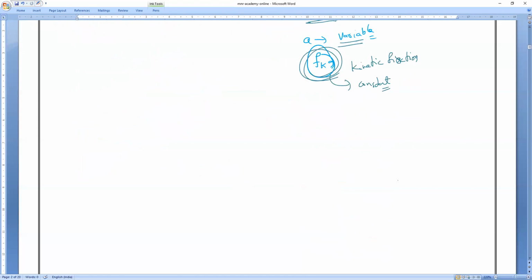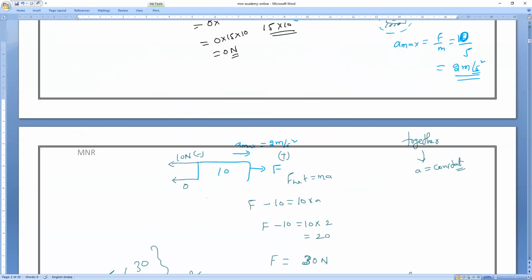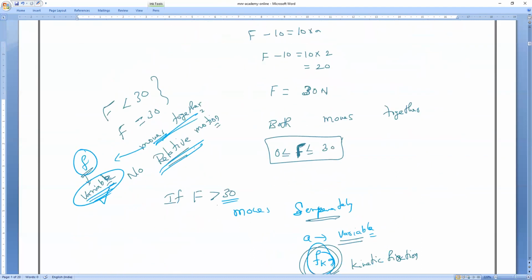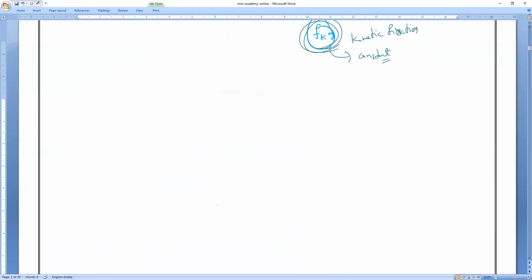That is the first question, which we already solved. Now we are applying the force to which body? The 10 kg body. Am I right or wrong? And we all know that friction always opposes the relative motion.